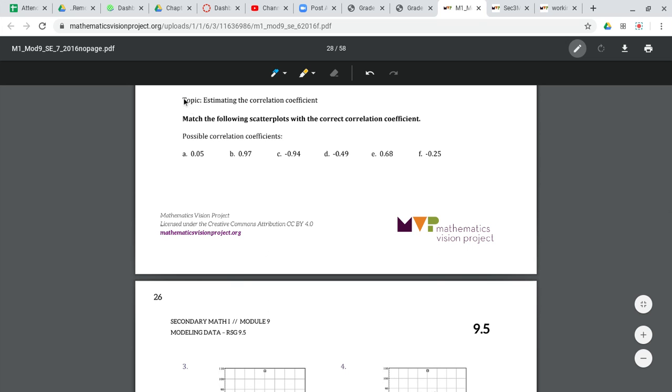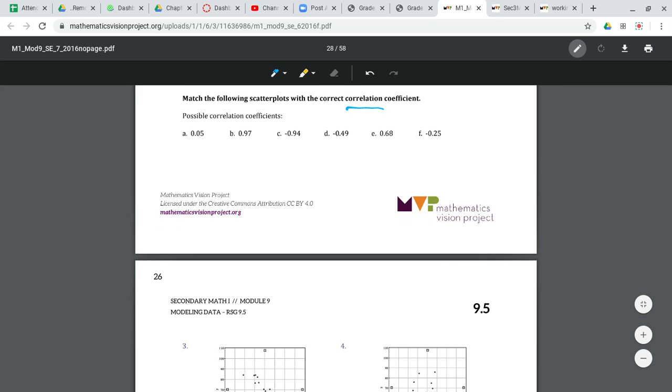So we want to match the following scatter plots with the correct correlation coefficient. So your keyword for this lesson is correlation. A correlation coefficient is basically some number that helps us understand how close together our data points are or how spread out they are.